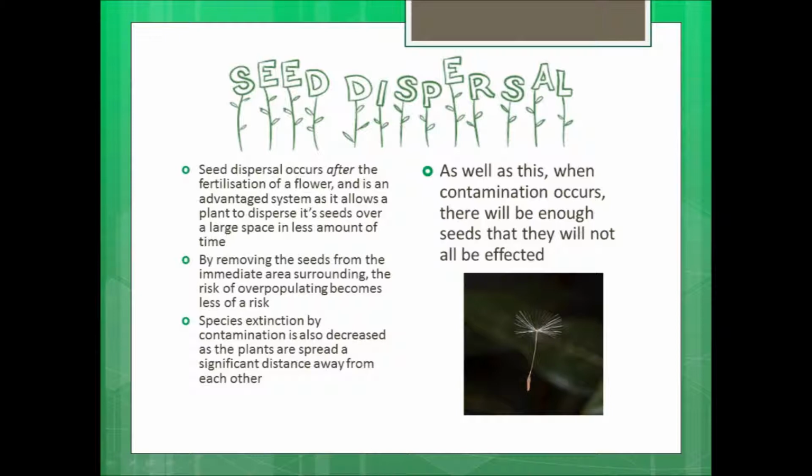Seed dispersal occurs after the process of fertilizing a flower and is an important survival technique which helps to minimize the risk of overpopulation and in case of contaminations. There are 5 fundamental ways in which seeds can be distributed.